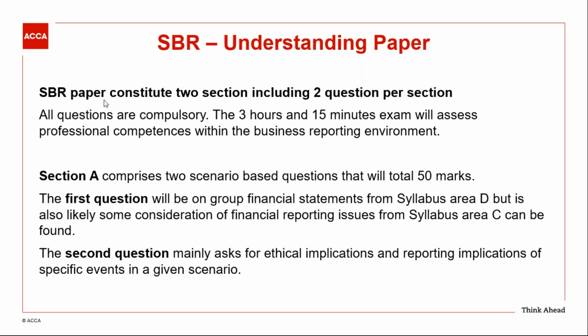Next, question number 2 in your paper is basically related to the ethical implications and reporting implications of a specific event in a given scenario. It's not related to any specific area of your syllabus, but it might give you a situation where there are some ethical dilemmas, and the examiner asks how you can solve those ethical dilemmas. Those are given in a specific event or scenario.